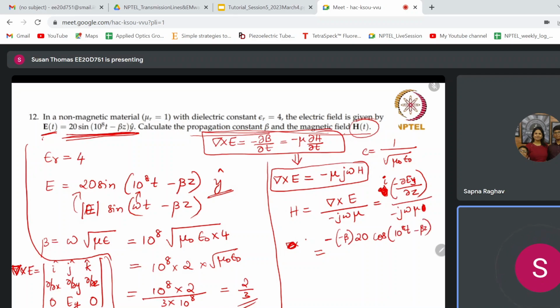From this, we can understand that, with minus j omega mu, this will be minus minus, plus beta, 20 beta. Beta we already calculated, 20 into 2 by 3. Basically, this is a time domain equation. This cos can be written as e raised to minus j beta z in the frequency domain form, divided by omega into mu.